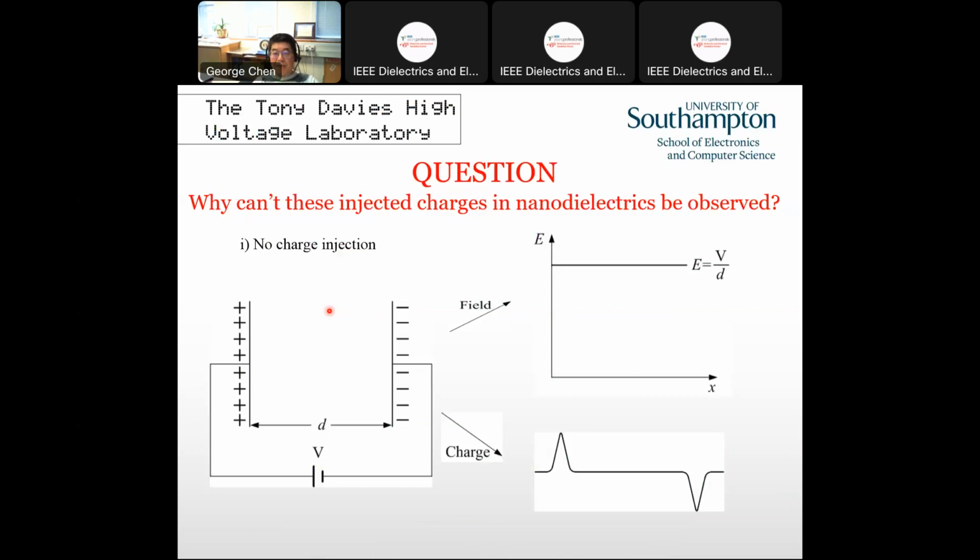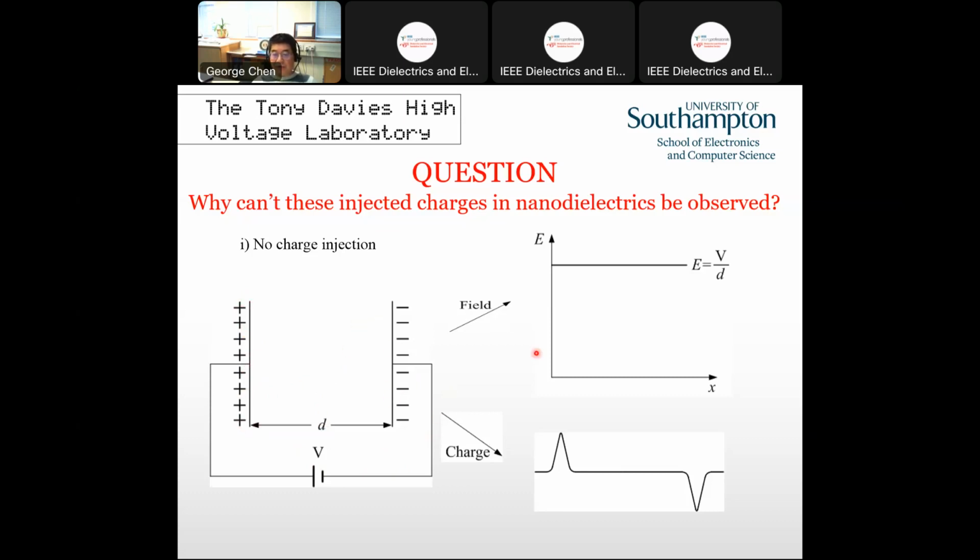So now let's come back to this question. Why can't we see this injected charge in the nano-dielectrics? In order to answer this question, we will consider 4 scenarios here. The first, let's say there's no charge injection. So in this case, we apply the voltage across the dielectric material, and there's no charge injection. We only see the charge at the electrode.